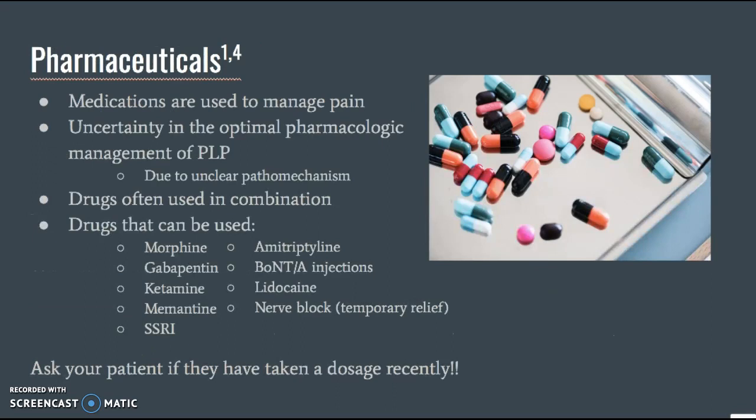Pharmaceuticals are currently used to manage pain, but there's no known optimal pharmacological treatment method for phantom limb pain. This is due to the unclear specific pathomechanisms occurring in phantom limb pain. There is still a lot of ambiguity surrounding mechanisms, thus drugs are often used in combination and varying category. Antidepressants and sodium channel blockers are treatments of choice for neuropathic pain, but no controlled studies currently exist for these agents for phantom limb pain.